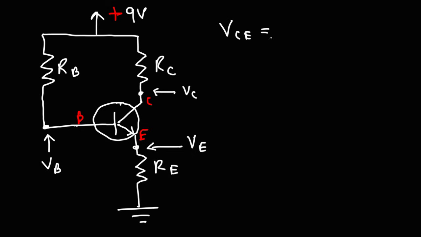VCE is the difference between potentials VC and VE. So if you connect a multimeter between points C and E, the voltage that you'll get is VCE.